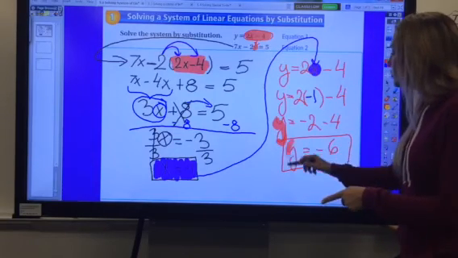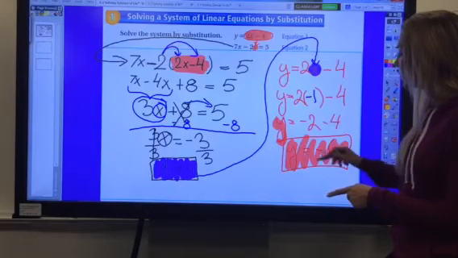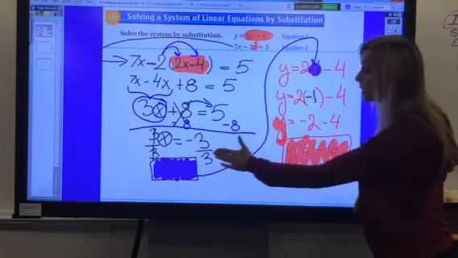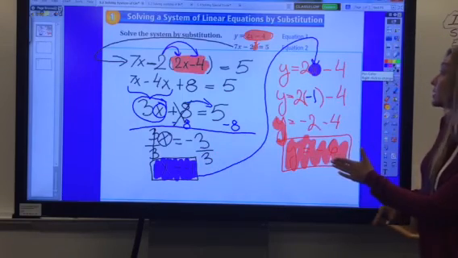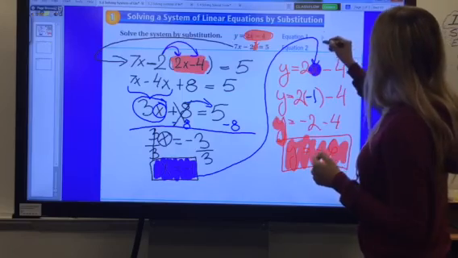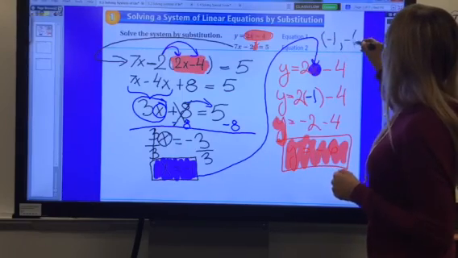So the solution to the system of linear equations, you can either write it this way, x is negative 1, y is negative 6, or you can give it to me as an ordered pair. I don't care. Negative 1, negative 6.